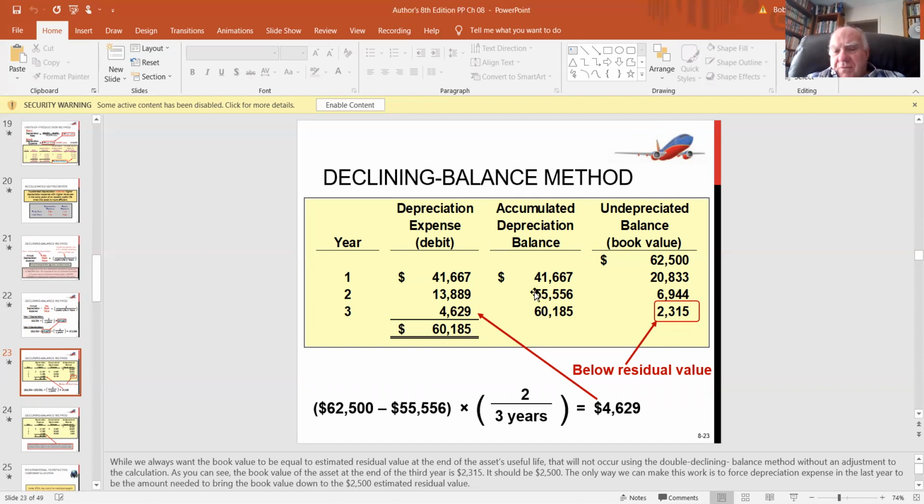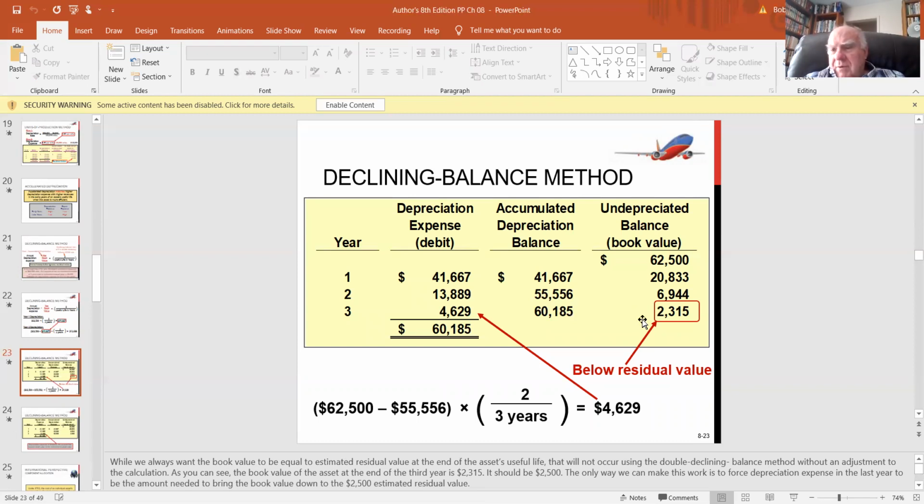13,889 plus the 41,667 gives you the 55,556 accumulated depreciation balance on your balance sheet, and it reduced the net book value down to 6,944. We take 6,944 and we do the same thing. Multiply it by 2/3, we come up with 4,629, and that brings the net book value down to 2,315.